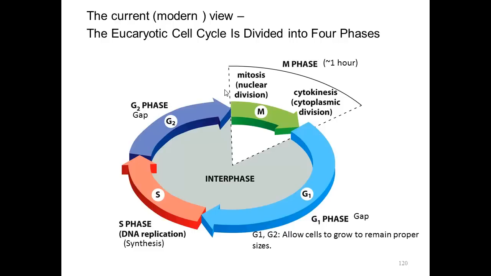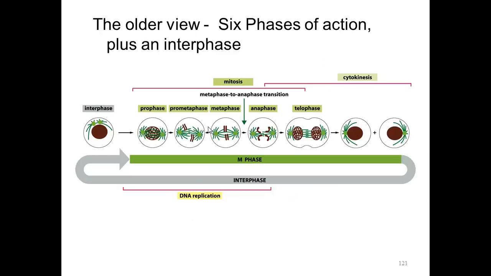The modern view of the cell cycle is divided up into four phases. There's the G1 growth or gap phase. There's the S phase where DNA is synthesized, a second gap or growth phase, and then the M phase where mitosis occurs. And despite prior emphasis, the actual amount of time the cells are doing mitosis is very short compared to the interphase, all these other phases where most of the biology is going on.